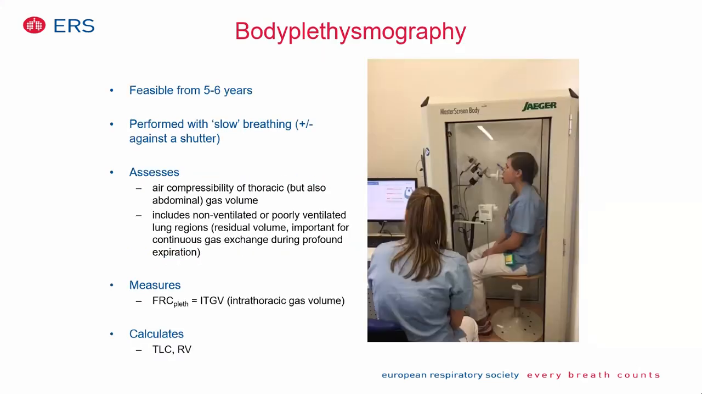So body plethysmography is feasible from preschool age, but here you do a slow breathing. The principle behind body plethysmography is that you look at the compressibility of thoracic gas volume. Important to know also is that you will see volumes that include the non-ventilated volumes also, not only the ventilated volumes in your lung. You will have as a primary measure the intrathoracic gas volume, which is also called functional residual capacity measured with a plethysmograph, and you will have these values calculated.